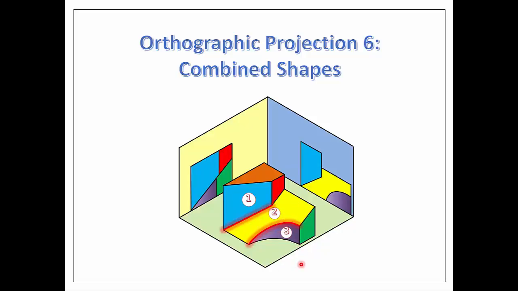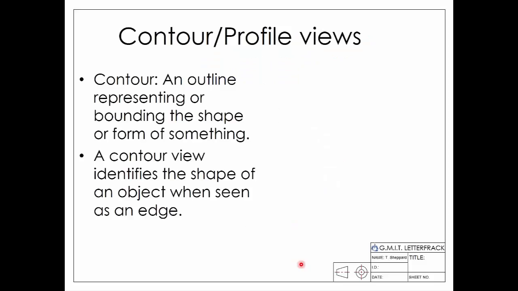So these are interactions between three different shapes, and this is an area which can cause students starting off a bit of difficulty trying to work out the missing information from the questions. Hopefully this video is going to shed some light on how to go about solving these questions. To start with, we're just going to look at a background concept which we're going to use to solve these questions. That's the concept of a contour or a profile view.